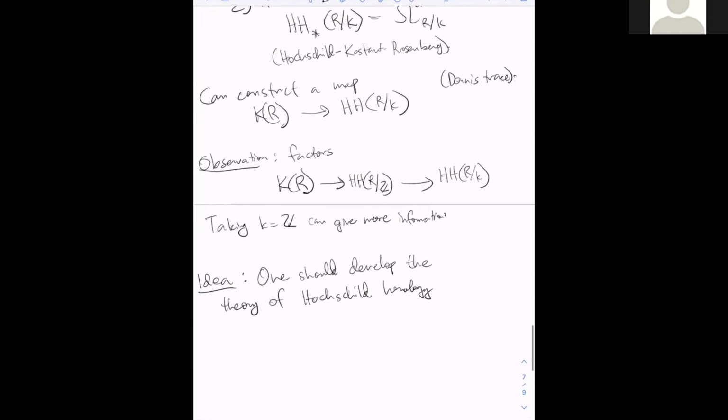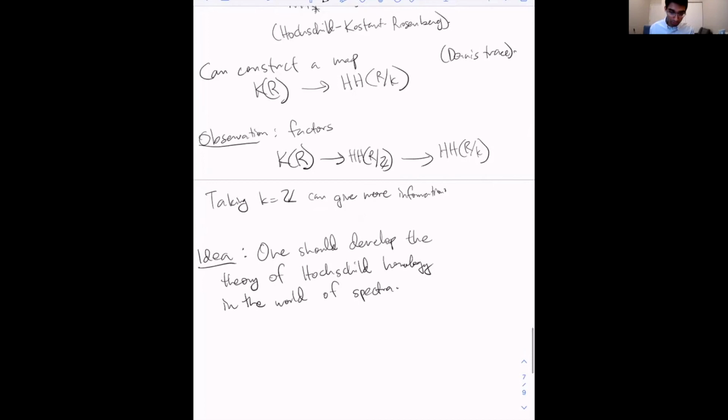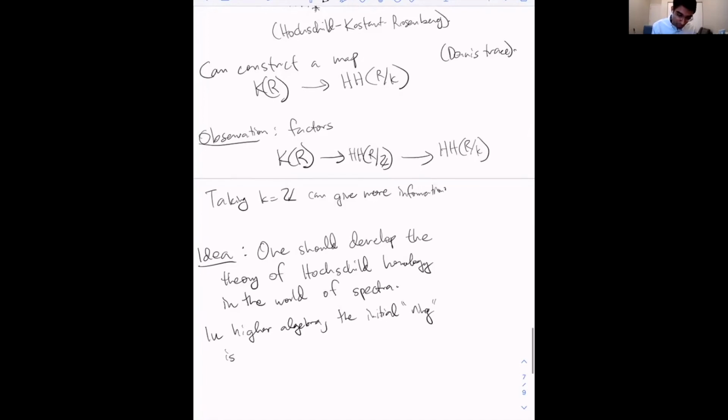I'll just say Hochschild homology in the world of spectra. In this world, where you're allowed more exotic, more homotopy-ish rings, the initial object in the category of rings, the initial ring, is no longer the integers, but the sphere spectrum. So in higher algebra, the initial ring, put ring in quotes, is the sphere spectrum.